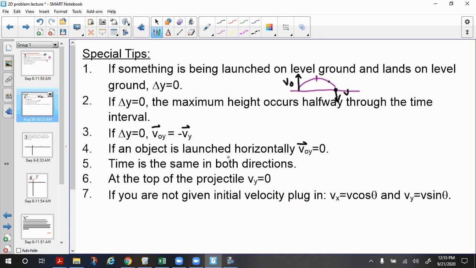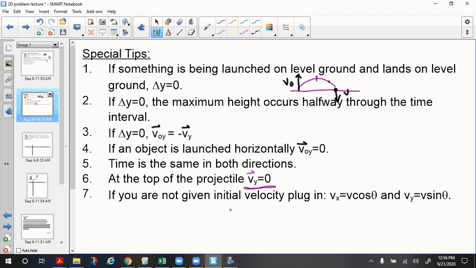It's in the air for the same amount of time in the X direction and the Y direction, and that's going to be helpful when you're doing a system of equations later, and also you can solve for time in the X direction and then plug it in the Y direction and solve for something else there, or the other way around. Also, at the top of the projectile, Vy is 0. Be really careful here because a very common thing to think is that Vx is 0 as well. But it keeps moving in the X direction, but Vy is 0.